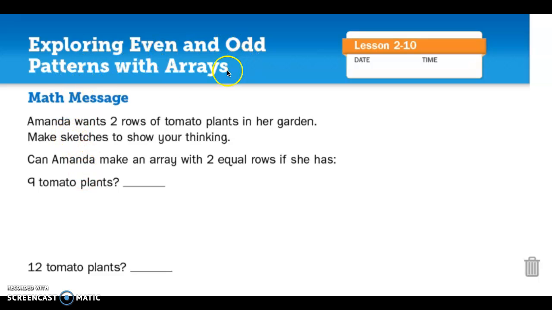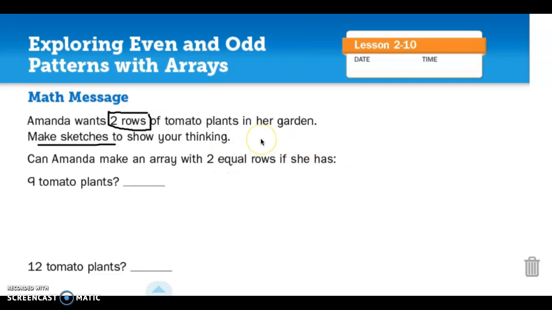Okay, exploring even and odd patterns with arrays. Pay attention to that even and the odd. Think about that as we're working. Amanda wants 2 rows of tomato plants in her garden. Make sketches to show your thinking. That means draw pictures. Can Amanda make an array with 2 equal rows if she has? So we need 2 rows for each, and we need to figure out, can she or can she not do that?